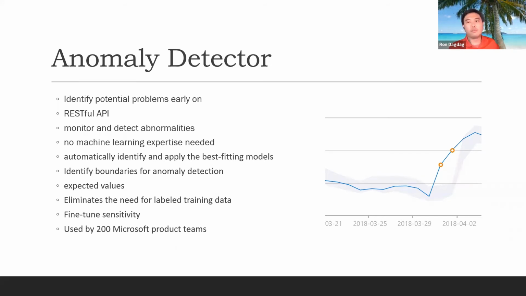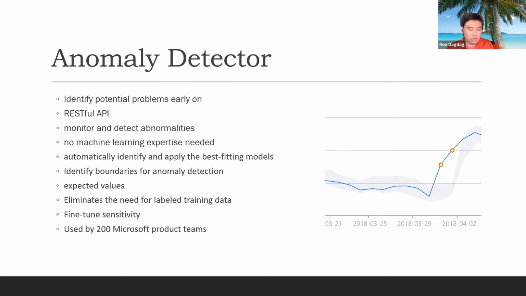It does not require us to have machine learning expertise. The cool thing here is it automatically identifies the best model that would fit your existing system. Remember, I showed you different machine learning models and how you would implement anomaly detection. It finds the best one for you. It eliminates the need for labeled training data because it looks at historical data. As you call this API, you pass in all the data it needs in order to train, and it trains on the fly.